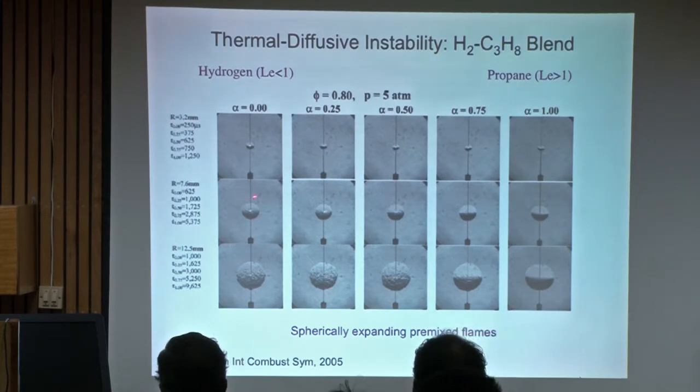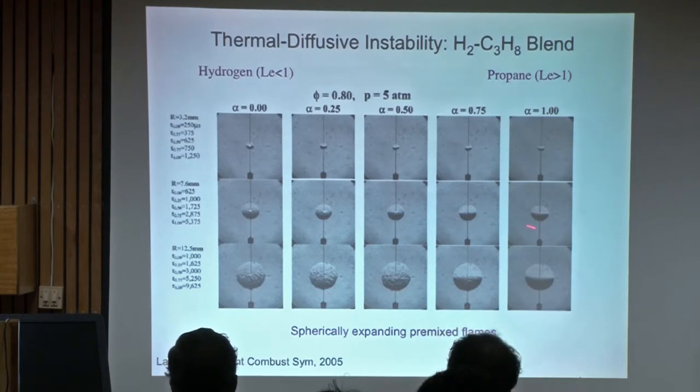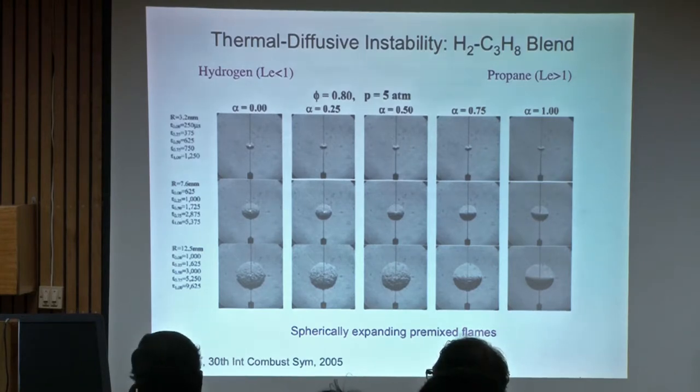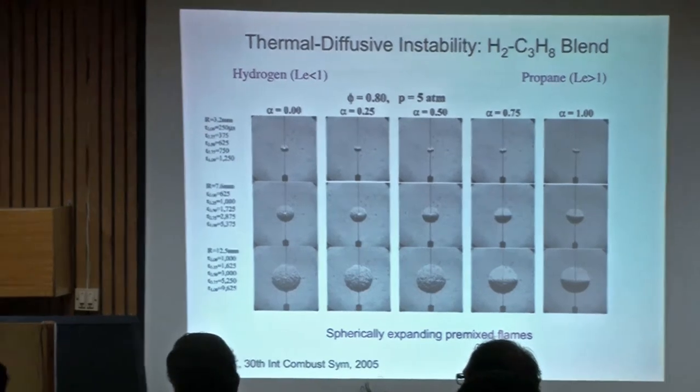right away for hydrogen, but they appear much later when you have propane. So that's the effect of propane. It makes the flame more stable. So stability here means, once some wrinkles start appearing, they appear more on the flame region, they start increasing. So that's the instability. So this is again directly related to the effect of stretch and Lewis number on the flame speed.